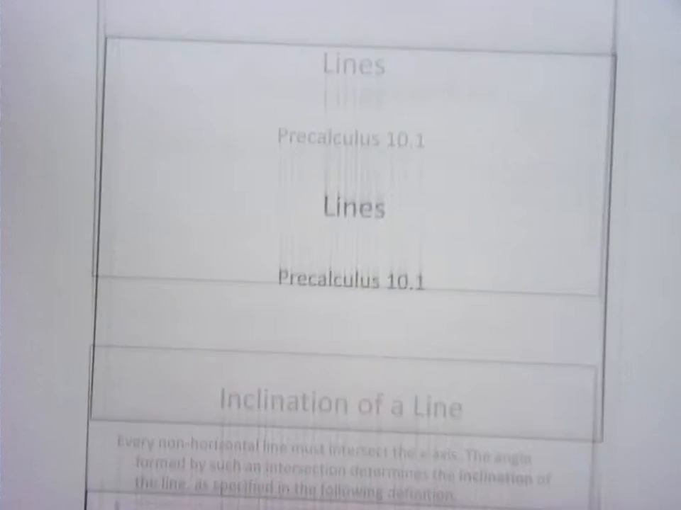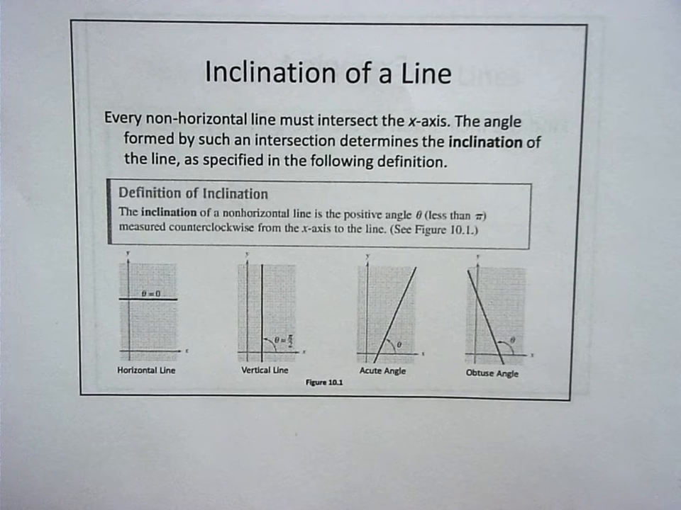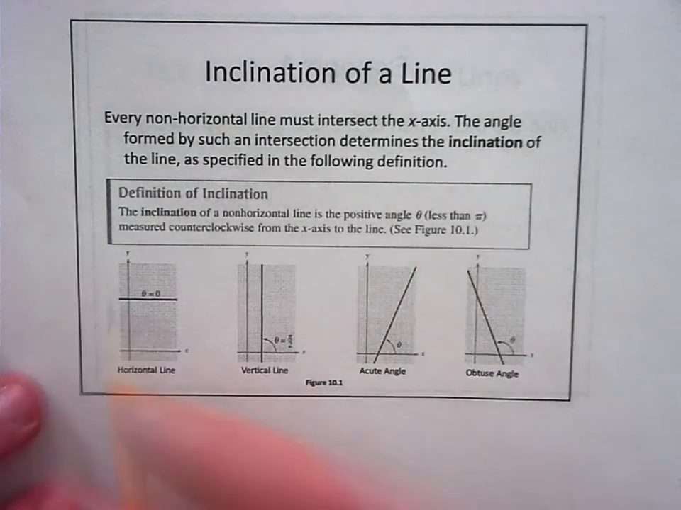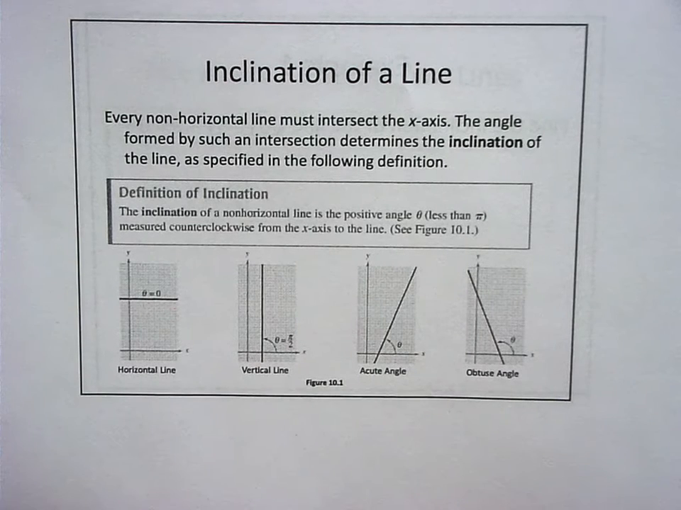The main idea we're going to be dealing with is what's called inclination. Now, the inclination is the angle formed by the line with the horizontal, or with the x-axis. So when they're asking about inclination, if it's horizontal, it's just 0. Anything else, it's just going to be the angle formed going up.